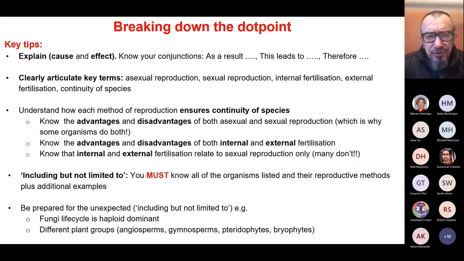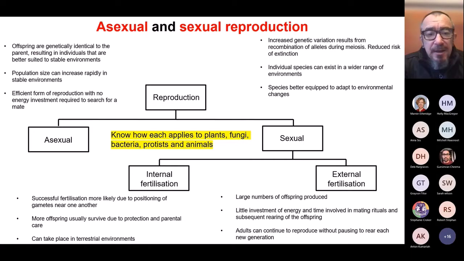And I always find, interestingly, students can quite typically distinguish between asexual and sexual reproduction. But interestingly, when it comes to internal and external fertilization, often they're mixing up external fertilization and confusing it with asexual reproduction. It's really important. I'll just jump to the next slide and tell you why. It's really important that you understand that external and internal fertilization both relate to sexual reproduction.